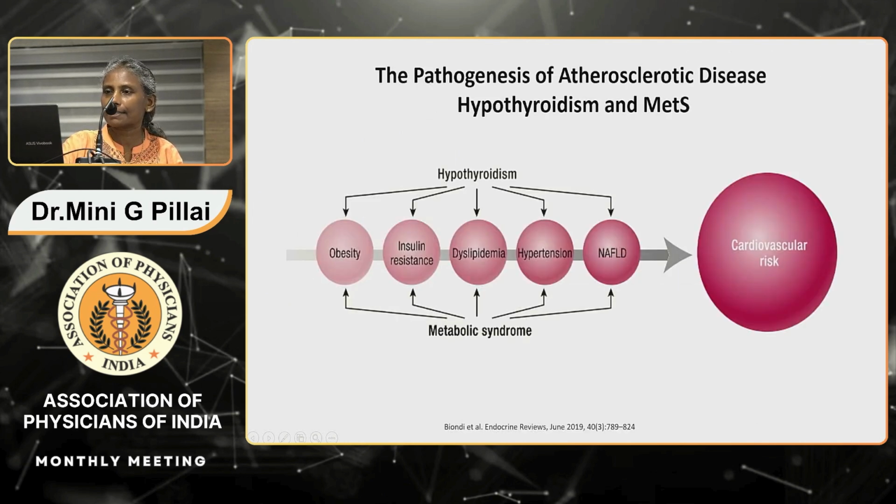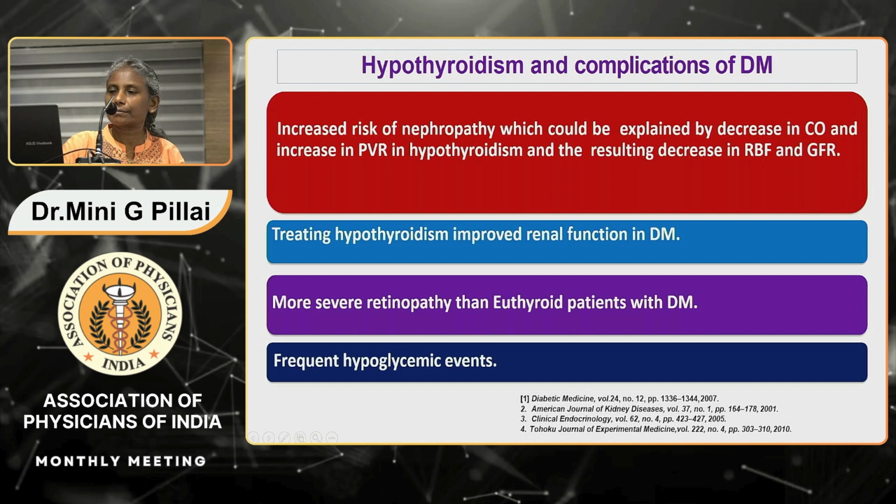Impact on diabetes complications. We know hypothyroidism and metabolic syndrome have a very close correlation. Both of them have very similar phenotype: obesity, insulin resistance, dyslipidemia, hypertension, NAFLD, all of them causing increased cardiovascular risk. And in hypothyroidism, among the complications of diabetes, we already saw increased risk of nephropathy, which could be explained by the decrease in cardiac output and increase in peripheral vascular resistance in hypothyroidism, resulting in decreased renal blood flow and GFR. And treating hypothyroidism improves renal function.